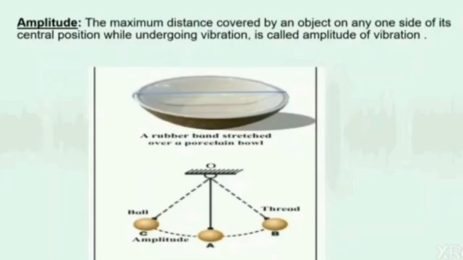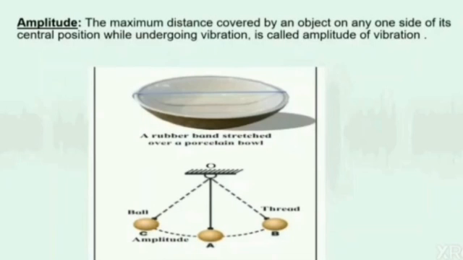That means the maximum distance covered by an object on any one side of its central position while undergoing vibration is called the amplitude of vibration. When a greater force is applied to a rubber band, it is stretched further, meaning that the amplitude increases. On releasing it, a louder sound is generated. When a smaller force is applied, the rubber band is stretched less. Then the amplitude is smaller and the sound is softer too.